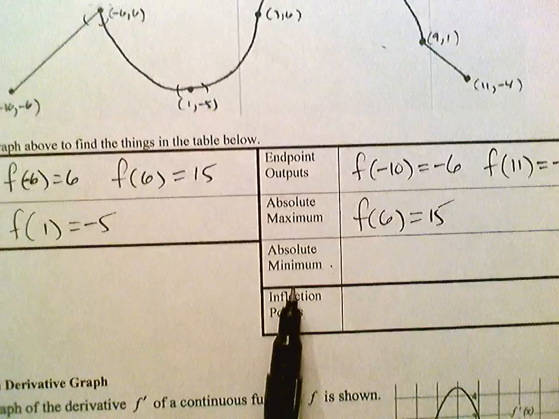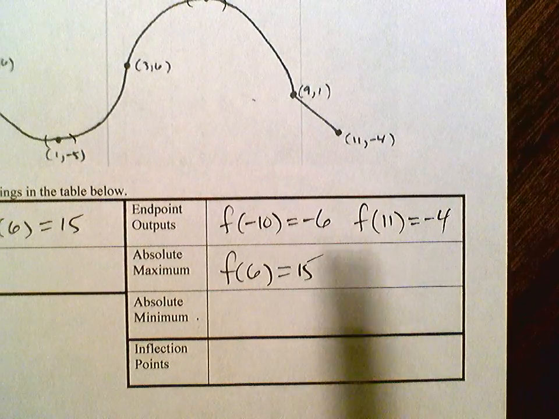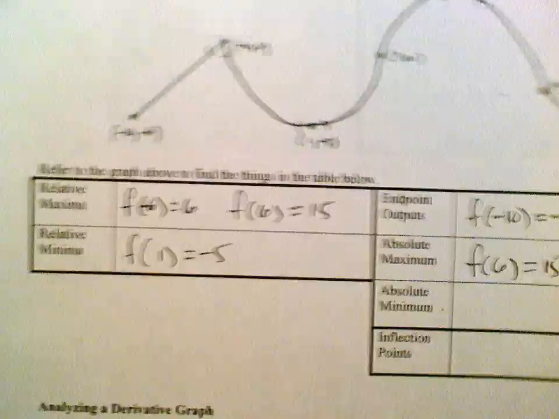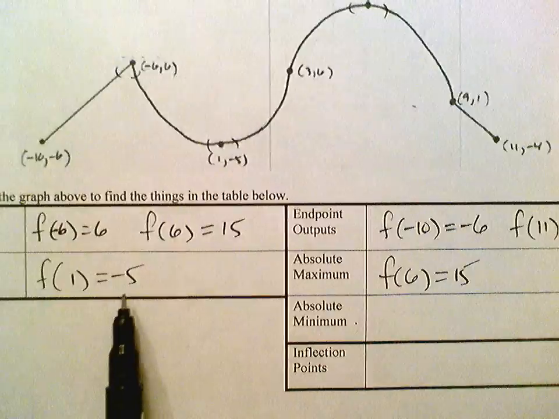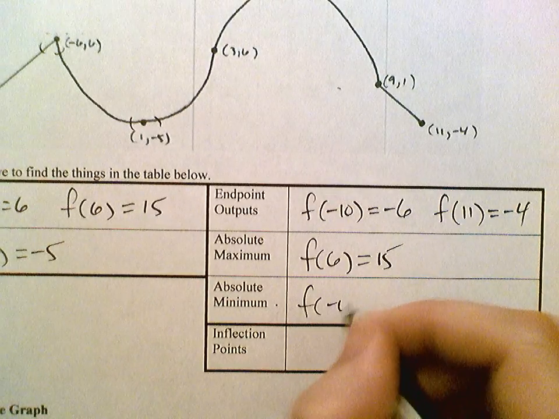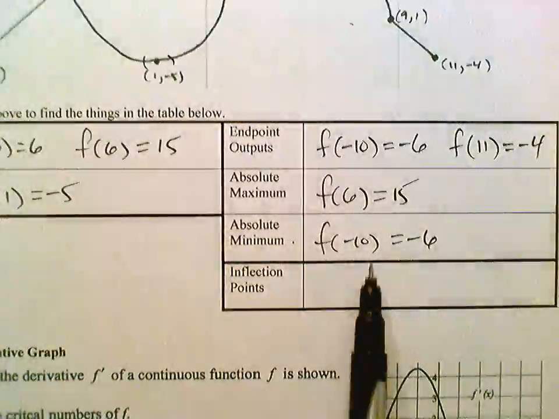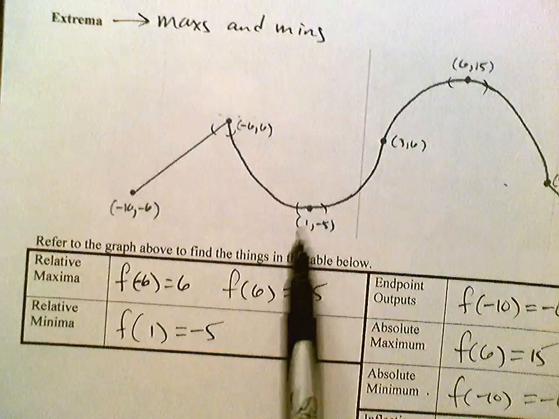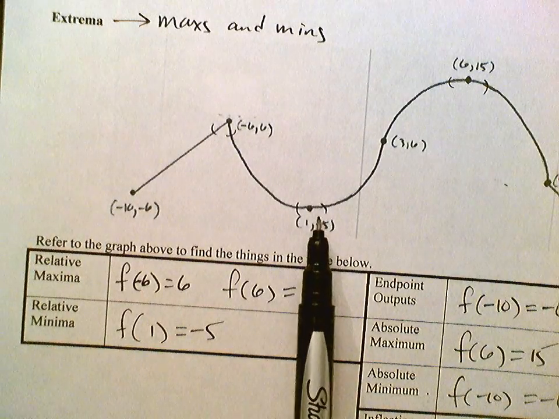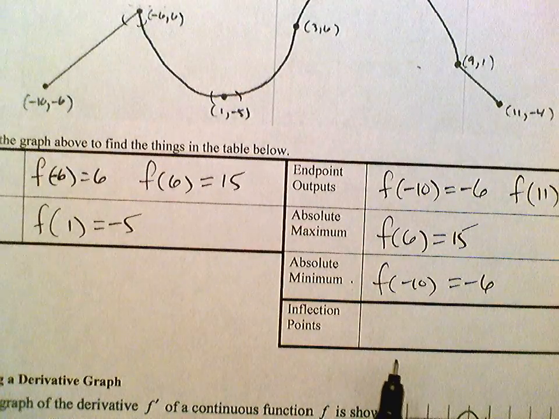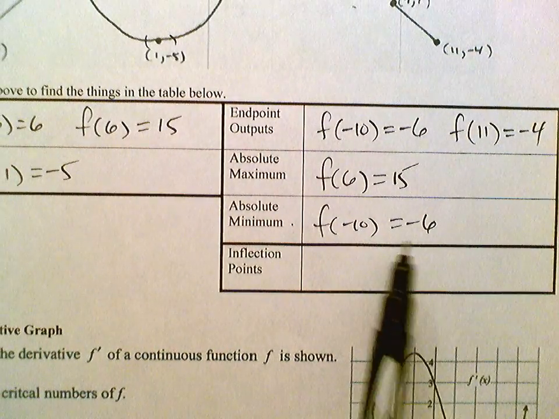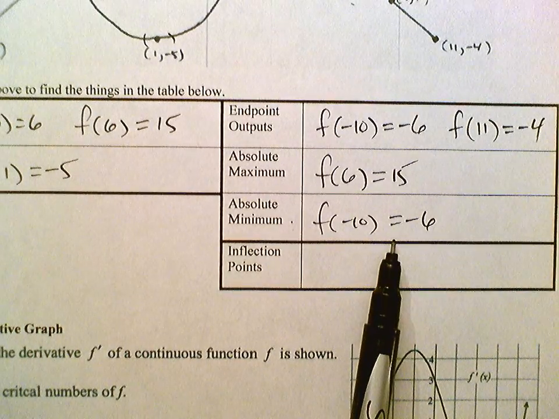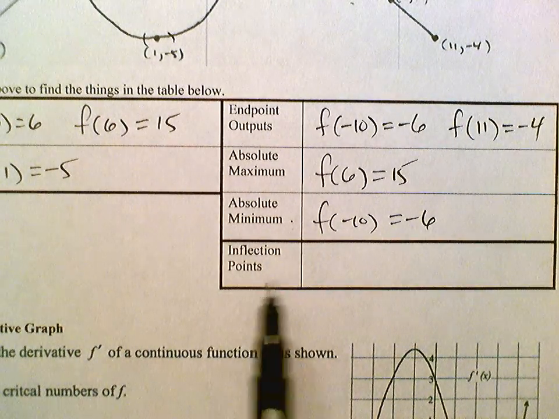Okay, now absolute min. We're going to compare the endpoint outputs with the relative min. So we've got negative 6, negative 4, and negative 5. Negative 6 is the lowest, so f of negative 10 equals negative 6. This was not a relative min, all right, because at an endpoint, you can't take a neighborhood like I did here, because there's nothing off to one side of it. So yeah, but for absolute max and min, endpoints could work.